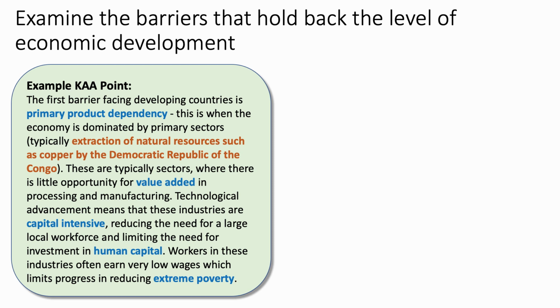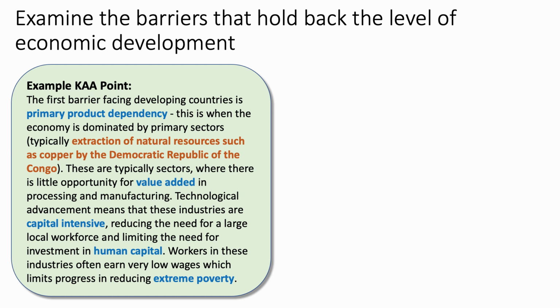Here's our first paragraph. The first barrier facing developing countries is primary product dependency. State your point clearly at the start, then explain it. This is when the economy is dominated by primary sectors, typically, for example, the extraction of natural resources, like copper, extracted by businesses in the DRC. These are typically industries where there isn't much opportunity for value added in processing and manufacturing what you've grown or extracted.